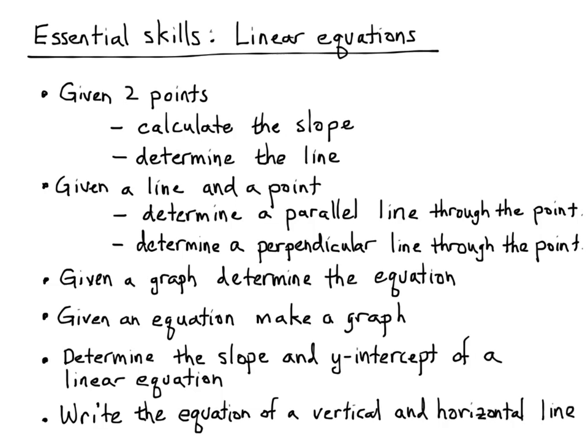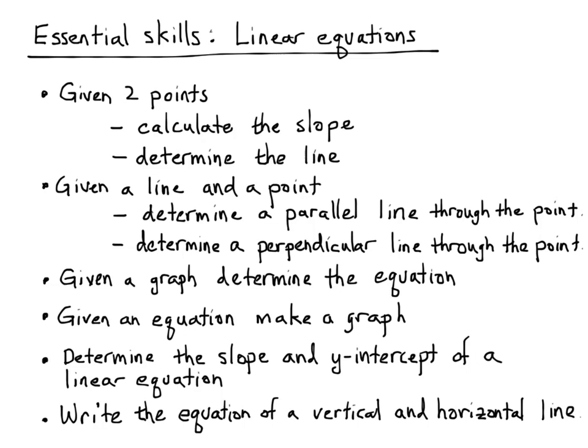Now, also keep in mind, you should be able to write the equation of a vertical and a horizontal line. Now, with the horizontal line, the slope is 0. I'll just make a vertical and a horizontal line here. So a horizontal line has the equation y equals 3. It doesn't matter what x is, y is always 3.